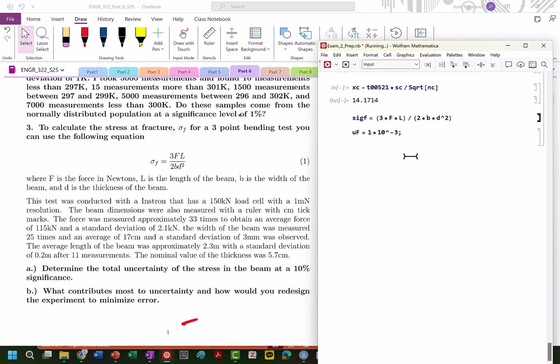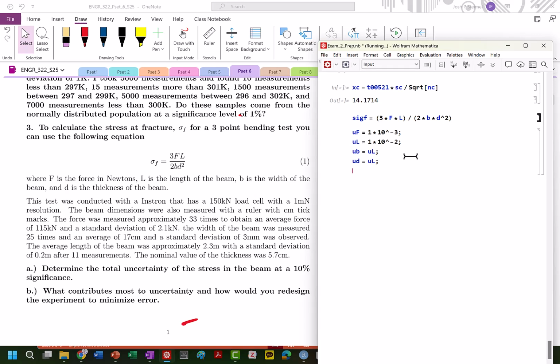We're also going to have a ruler with centimeter thick marks, so there is some uncertainty in the length, which is equal to 1 times 10 to the minus 2. Uncertainty in B is equal to uncertainty in L. Uncertainty in D is equal to uncertainty in L. And that should be it.